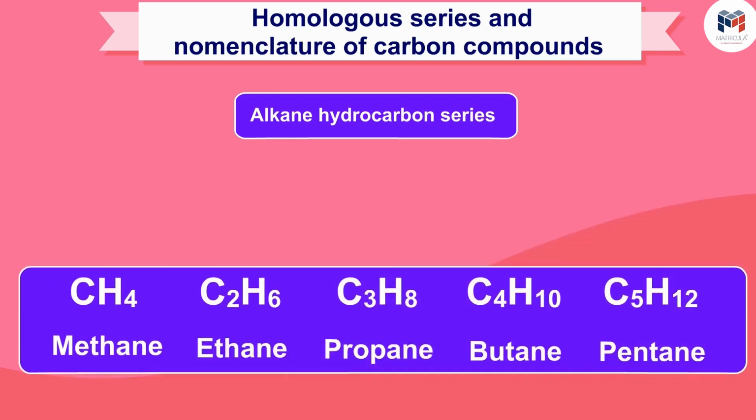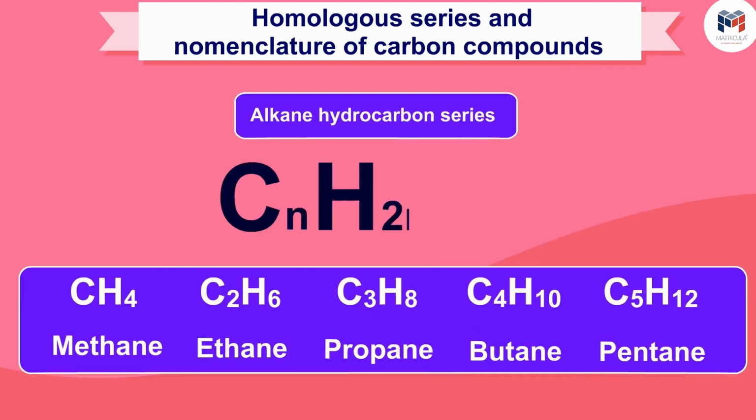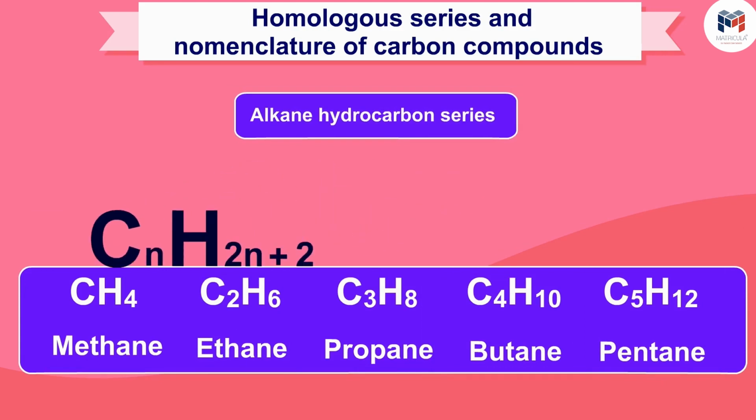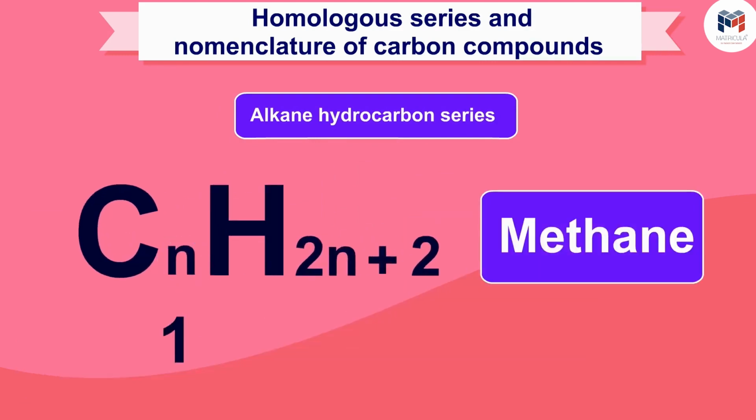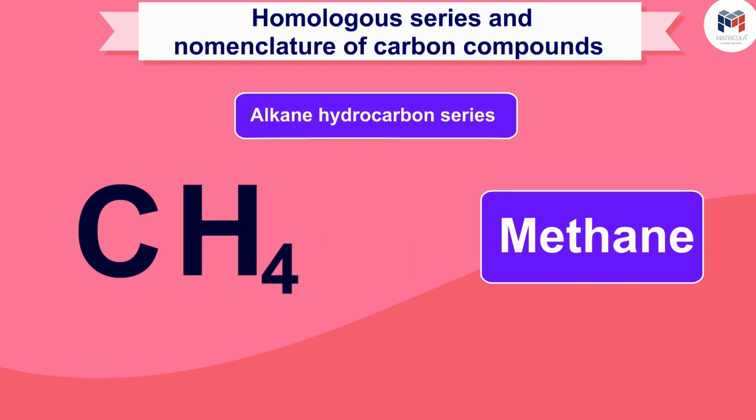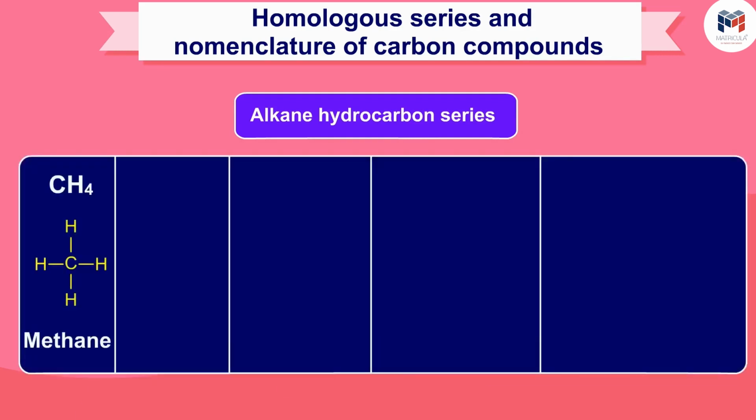And as you can see, we can represent any compound of this category by CnH2n+2, this formula. For example, in the first compound of the series, methane, n will be 1. Now, if we write 1 instead of n in this formula, we will get the molecular formula of methane, CH4.